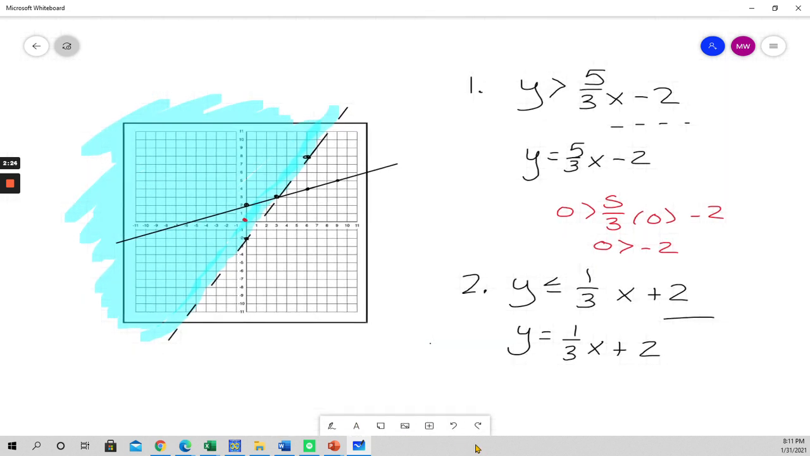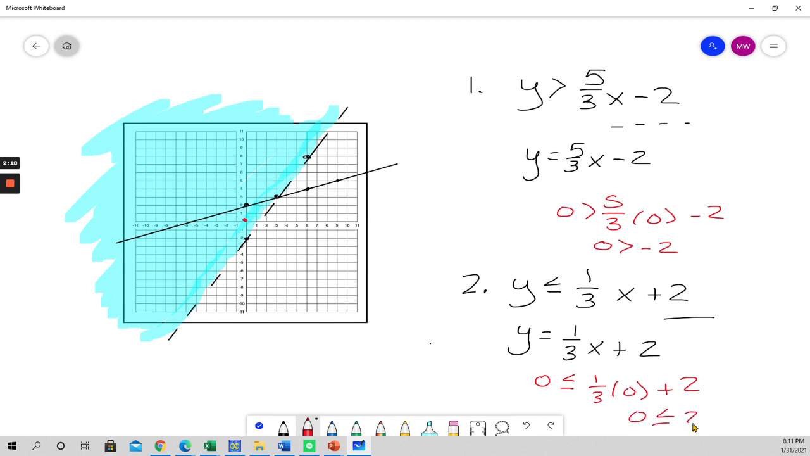Now I'm going to choose to shade this the same way I did the other. 0, 0 is not located on that line, so I'm going to plug it in. Is 0 less than or equal to 1/3 times 0 plus 2? Is 0 less than or equal to 2? Yes, it is. So I shade the region of the graph that contains 0, 0.